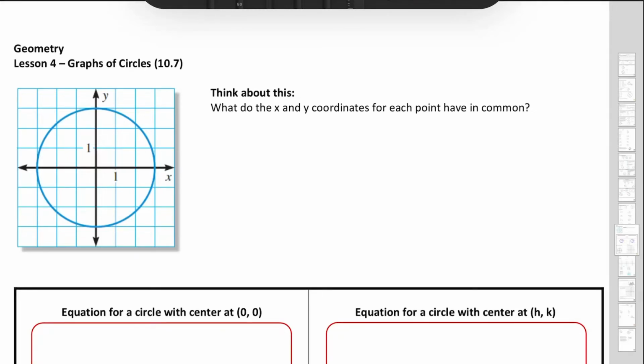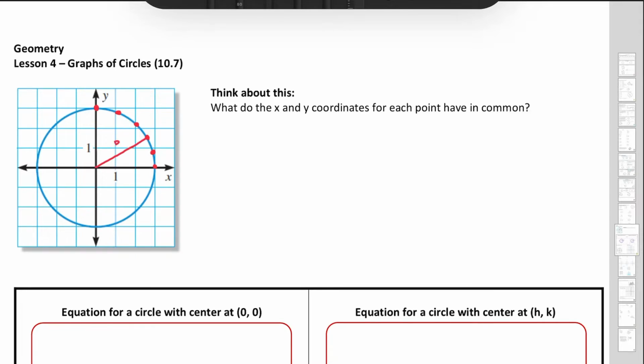Our last lesson in this chapter talks about graphing circles on a coordinate plane. And so there's an equation for a circle, just like y equals mx plus b is the equation for a line. Here we're going to talk about what equation makes a circle. So the first thing we want to think about is, what do all the points on a circle have in common? Well, all the points are the same distance away from the center, right?